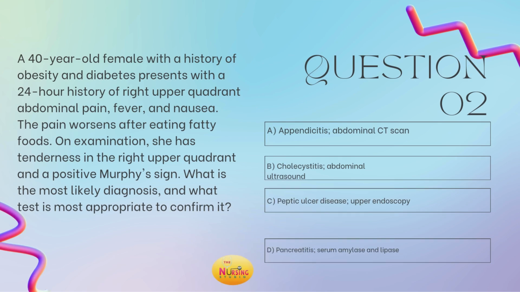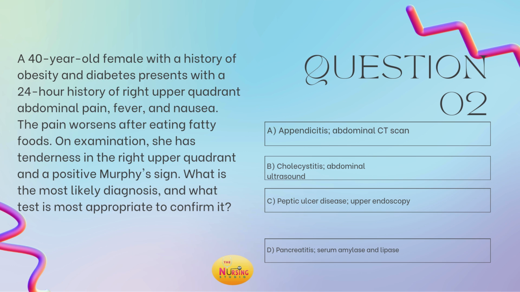Question number two. A 40-year-old female with a history of obesity and diabetes presents with a 24-hour history of right upper quadrant abdominal pain, fever, and nausea. The pain worsens after eating fatty foods. On examination, she has tenderness in the right upper quadrant and a positive Murphy sign. What is the most likely diagnosis and what test is most appropriate to confirm it?